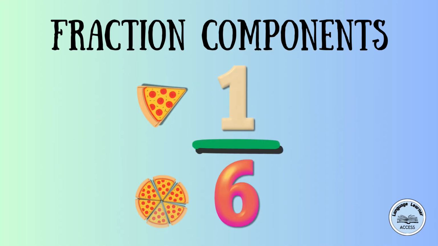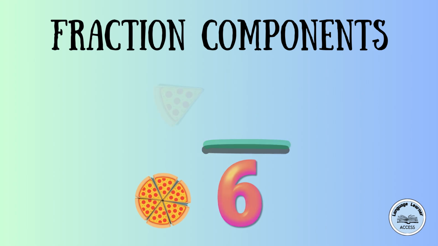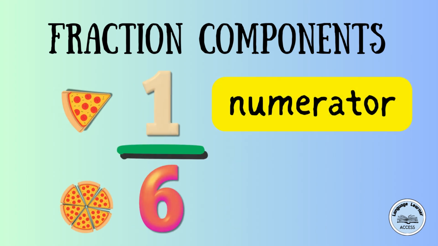A fraction is made up of two numbers. The top number is called numerator. The numerator tells us how many parts we have. In our example, it is one slice of pizza.